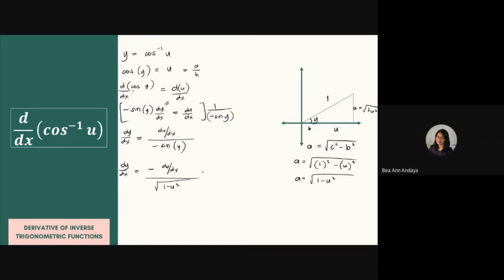So from this, pwede na tayong makapag-solve ng derivative ng inverse cosine. So pwede nating i-rewrite ito as the derivative of, again, these are the same notations provided that you are dealing with inverse trigonometric functions. So derivative of arc cosine of u with respect to x. And this is equivalent to the negative of du all over dx divided by the square root of 1 minus u squared. Ang u dito ay yung angle dito.